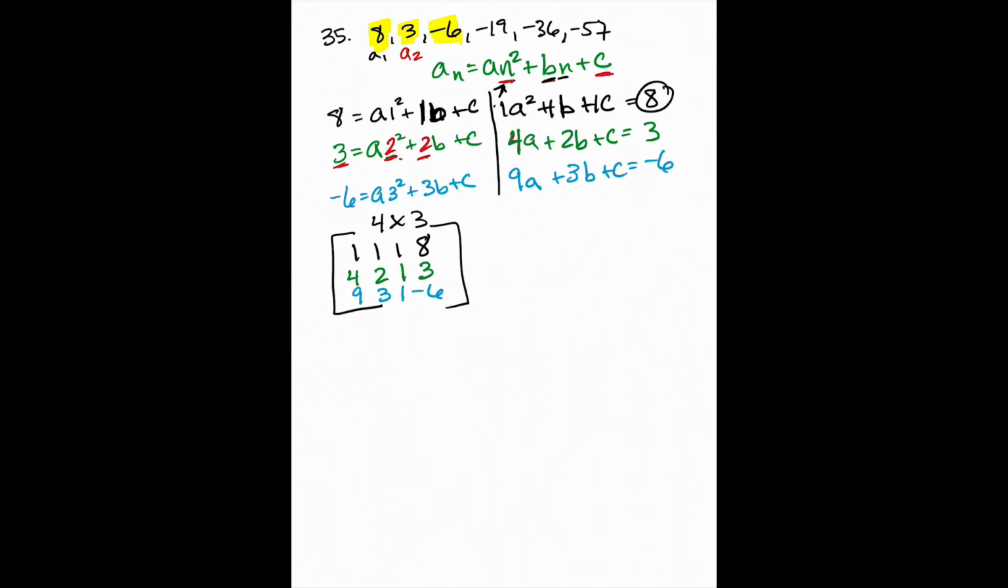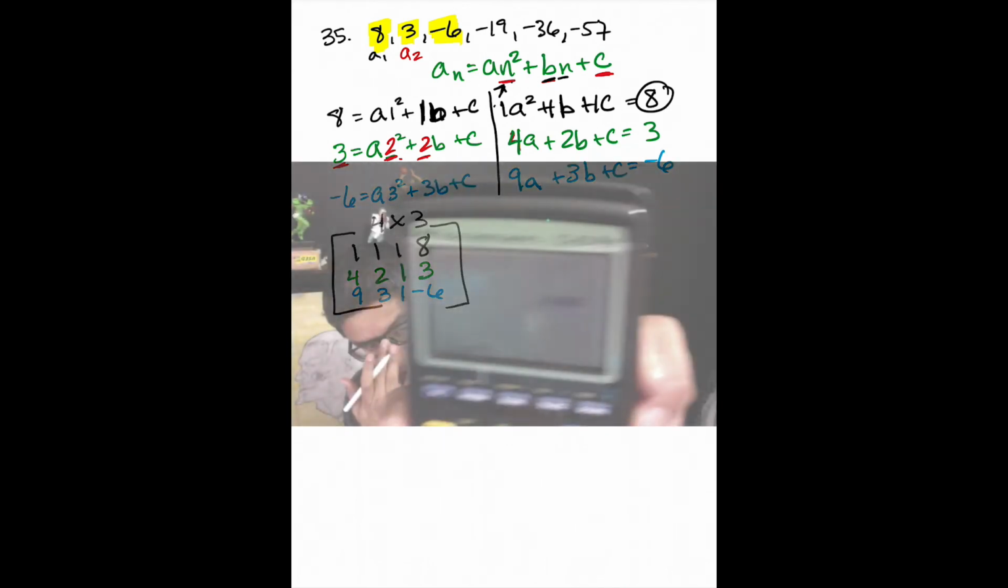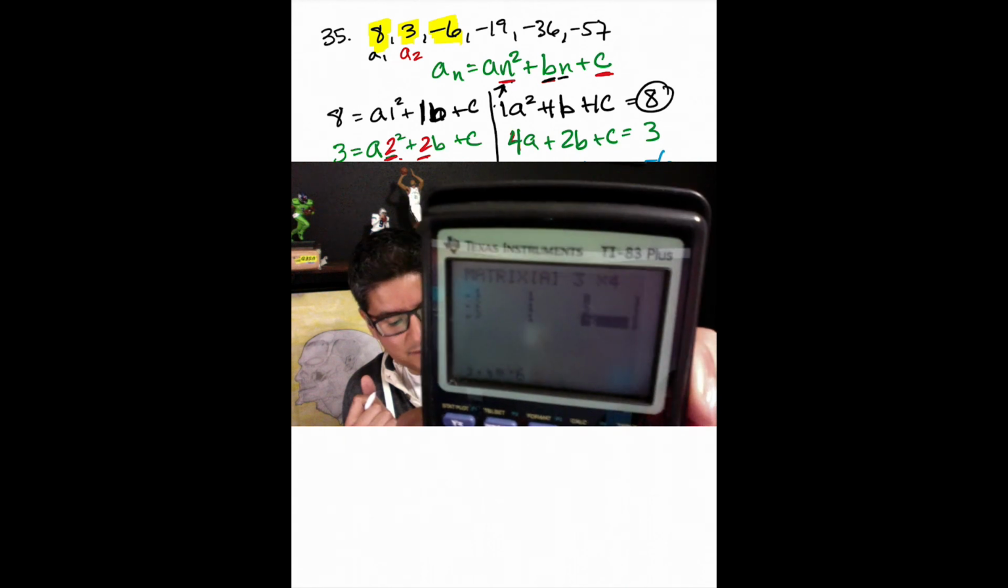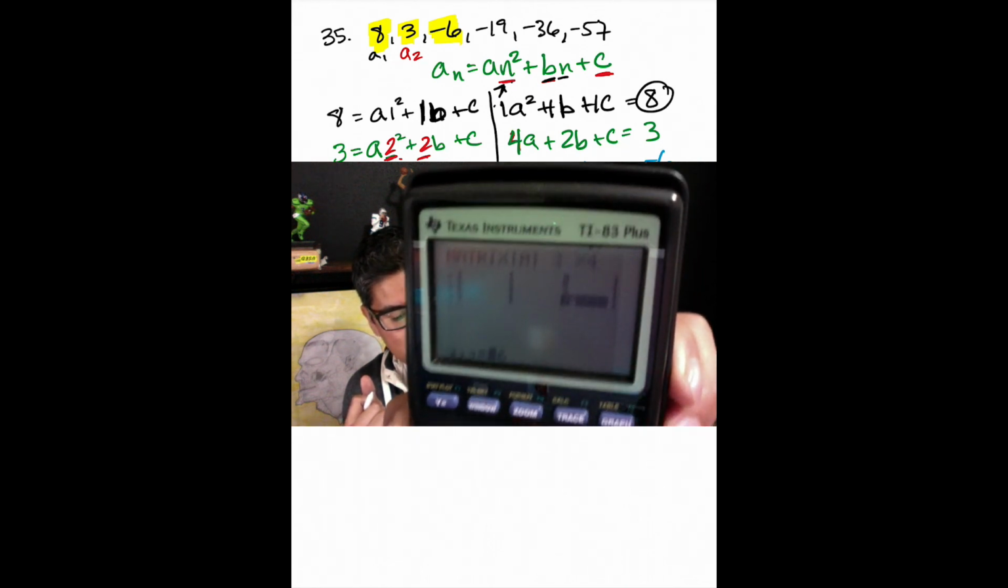So then I will go to my calculator. I will go second matrix. I'm going to go to edit, and then I will plug in my terms. So 1, 1, 1, and then 8. And then 4, 2, 1, 3. Then 9, 3, 1, negative 6. Enter. Okay, so there it is on my calculator. I have a 4 by 3 matrix, right?